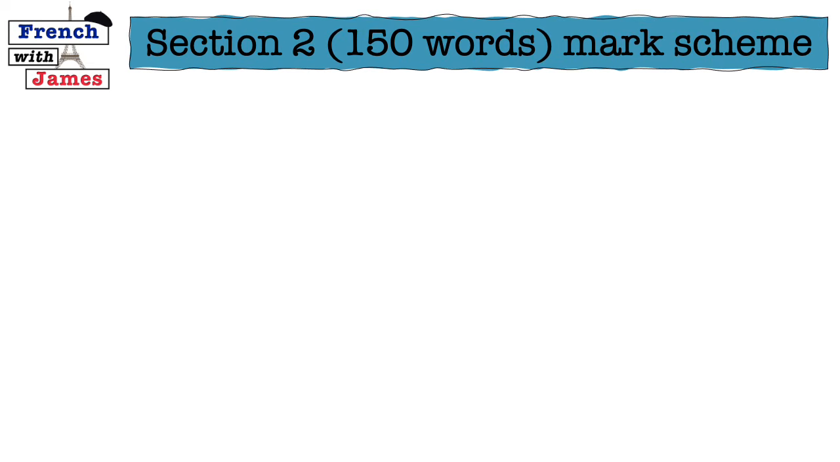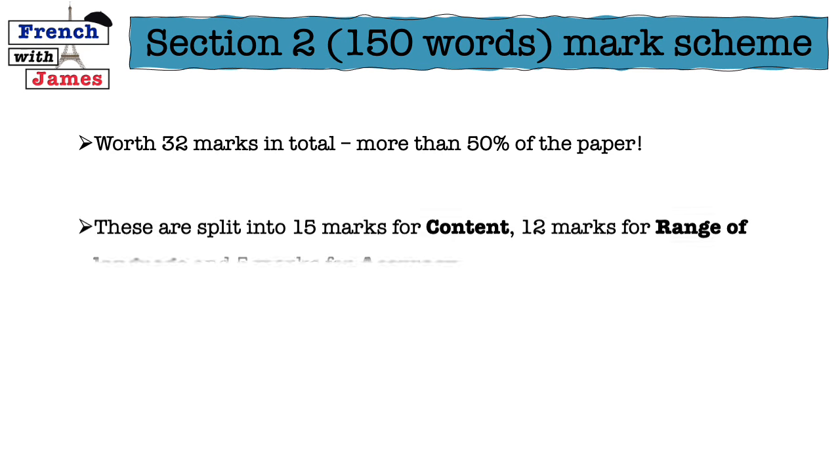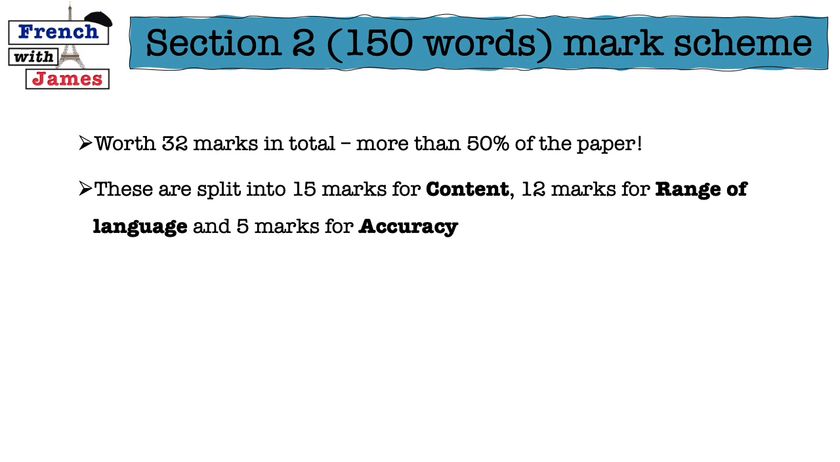So with this one, we're going to go straight in and have a look at the mark scheme. It's worth 32 marks in total, and that's more than half of this paper, so it's essential that you get this question right, that you give a really, really good response. These marks are split into 3 categories this time. The biggest one is content, which is worth 15 marks. Then you've got range of language, which is worth 12, and finally 5 marks for accuracy.